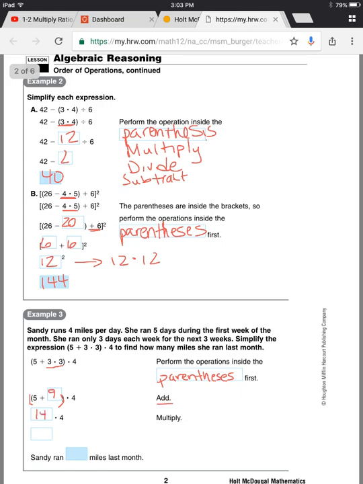And then lastly, we multiply, because now the parentheses are gone, because we've done all of the adding and subtracting and multiplying inside the parentheses. And 14 times 4 is 56. So Sandy ran 56 miles last month.